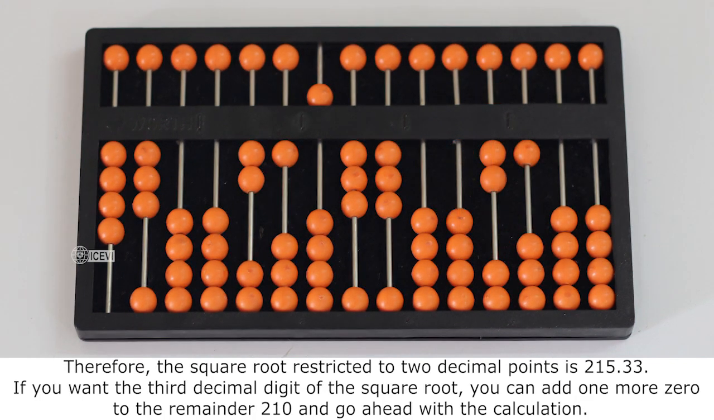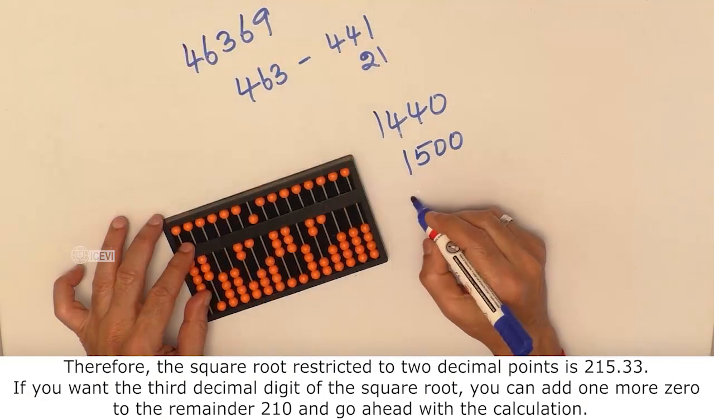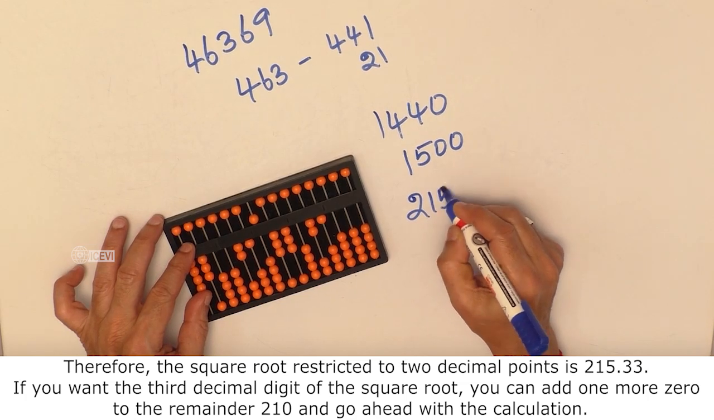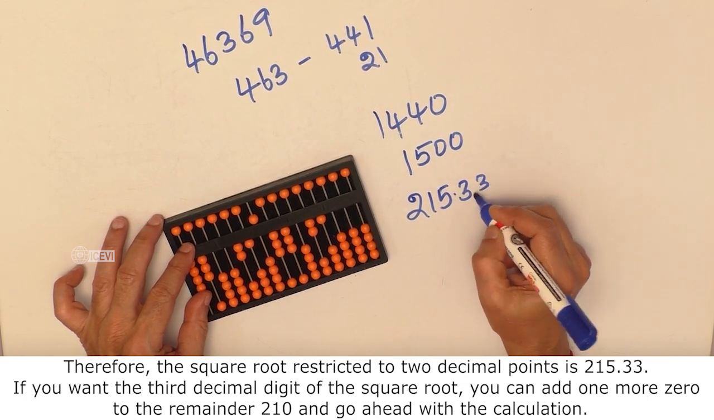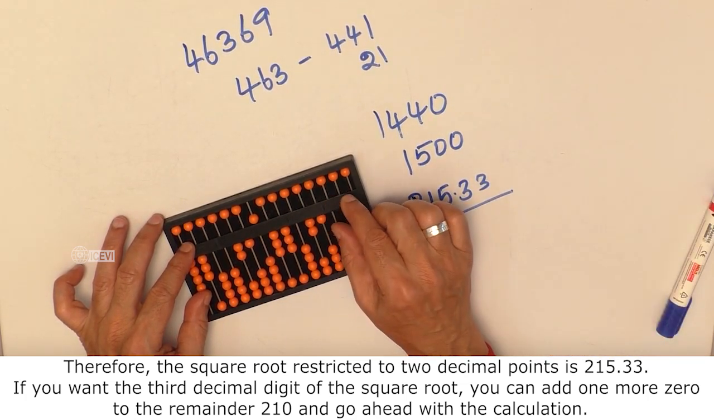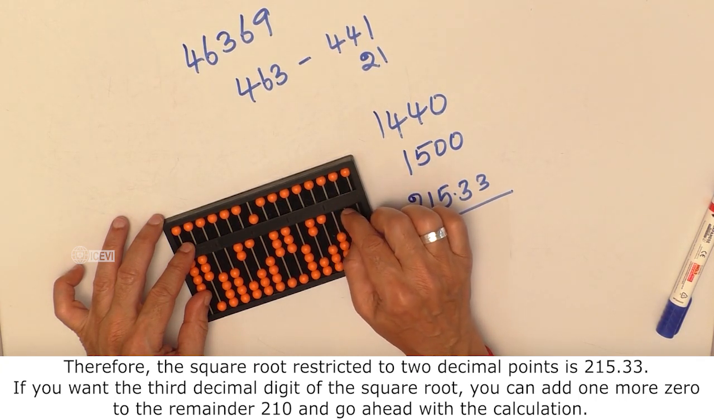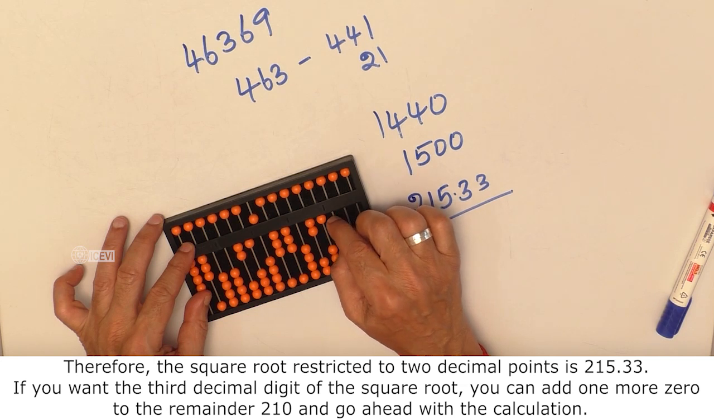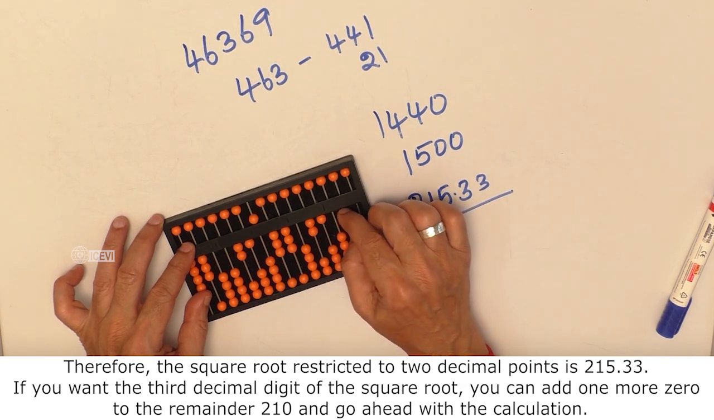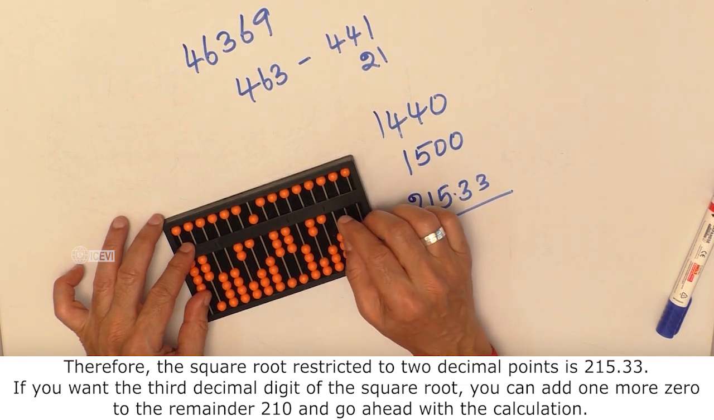So therefore the square root restricted to 2 decimal points is 215.33. If you want the third decimal digit of the square root, you can add one more 0 to the remainder 210 and then go ahead with the calculation.